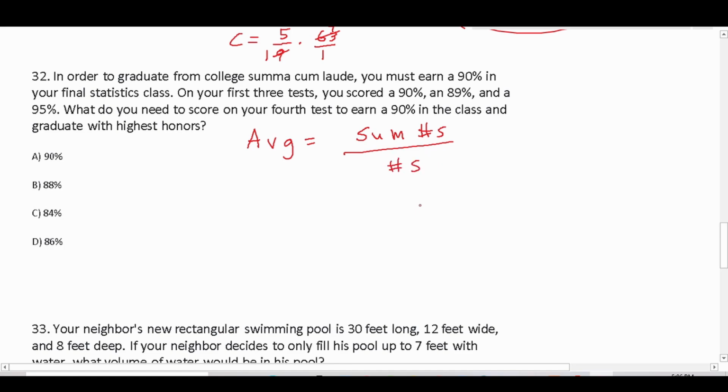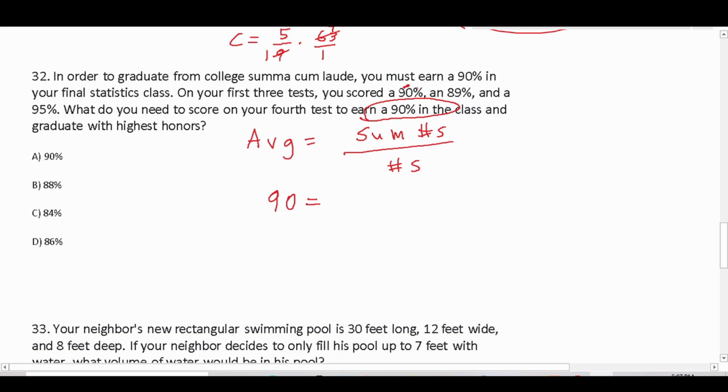Let's take a look and see what we're given in this case. We're given the fact that you need a 90% average in the class to graduate with highest honors. So this tells you what your average has to be. In place of average, I'm going to put 90. Again, the problem tells you you need a 90% average to graduate with highest honors, so our average must be 90. Let's find the numbers we're going to sum.